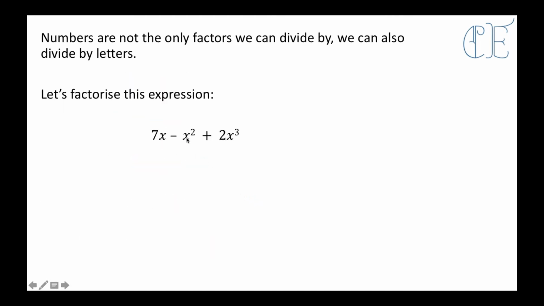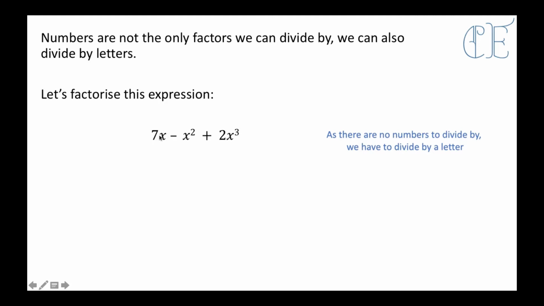Okay, so in every single term there is an x. However, there's an x in this one, an x squared in this one, and an x cubed in this one. Because the smallest term is just the x on its own, we can only take out an x from each one. If this was also an x squared, we could take out an x squared from this one, and this one, and this one, because this is higher.